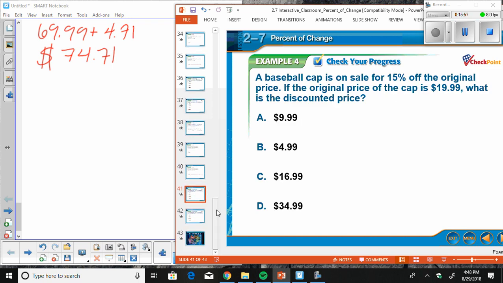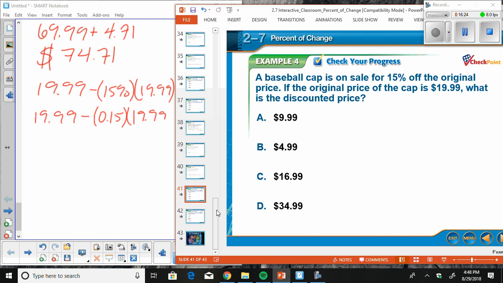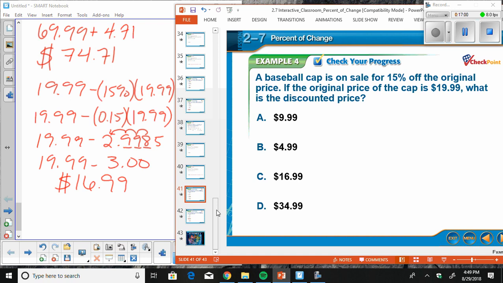So if we were to try this, a baseball cap is on sale for 15% off the original. So the original is $19.99. And you should know that since we're discounting, we're automatically subtracting. So I'm going to go ahead and put that in front. Bring it down. And I find that 15% can be written as 0.15. And then I can take that 19.99 times 0.15. So I have 19.99 minus 2.9985. So I'm going to round that, which will round that to 3. So 19.99 minus $3. So that we get $16.99 for our baseball cap. There we go.